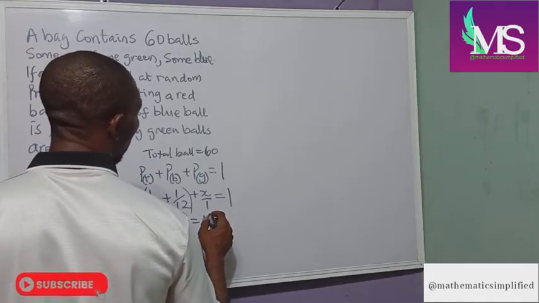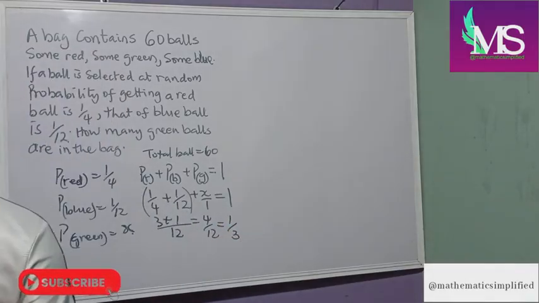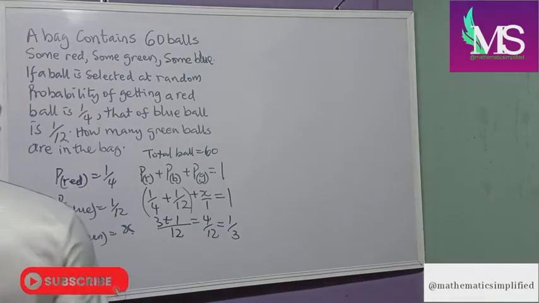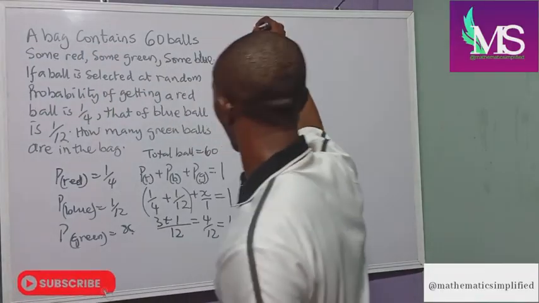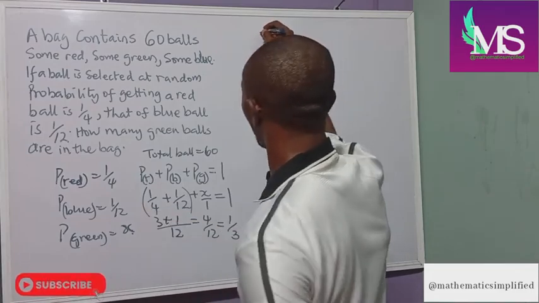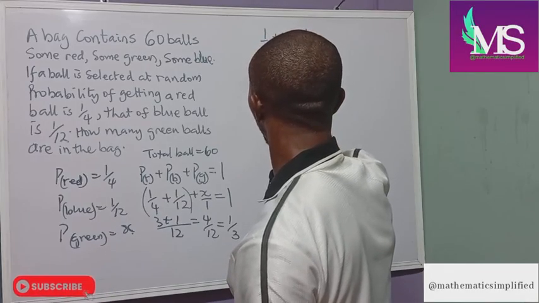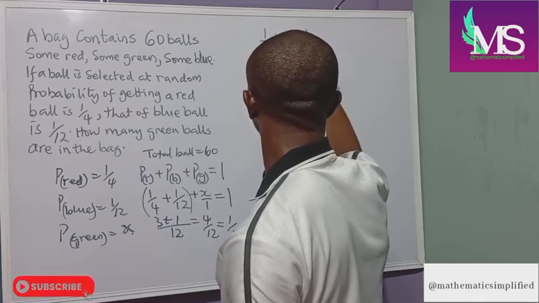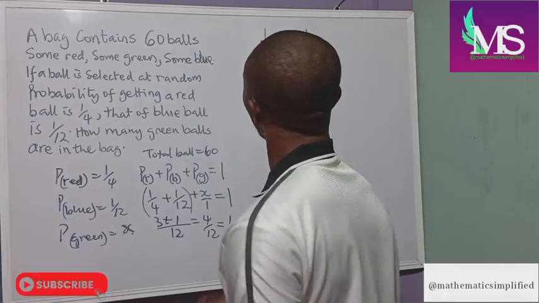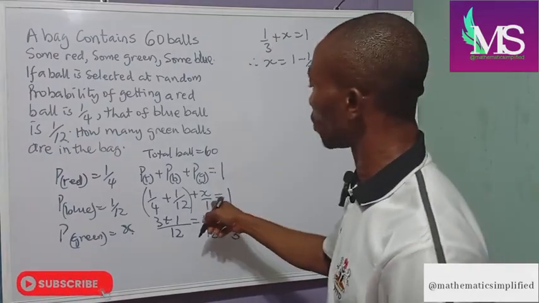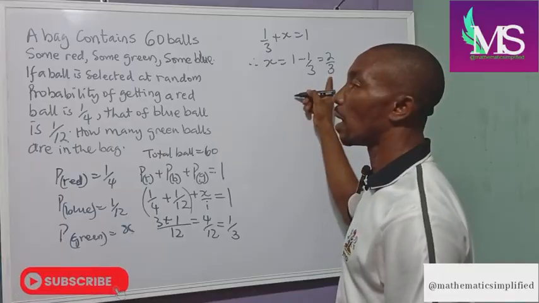So its lowest term will be 1 over 3. So if we now say, since the probability of this two is 1 over 3, this becomes 1 over 3 plus x equals 1. Therefore, x equals 1 minus 1 over 3, which will give us x equals 2 over 3. Now, if x is 2 over 3, that is the probability of green balls. So the probability of green balls will be 2 over 3.